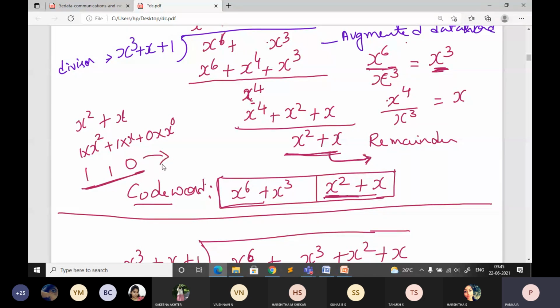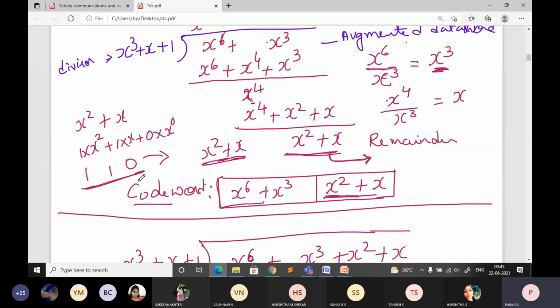So you convert this 110, what you will get? You will get x square plus x, that's all. What is the confusion here? Nothing, ma'am. First you told it's 101, so I got confused. 101, okay, if I told like that, that is wrong, this is the correct one. Yes, 110. Okay, thank you, ma'am. Okay, fine.